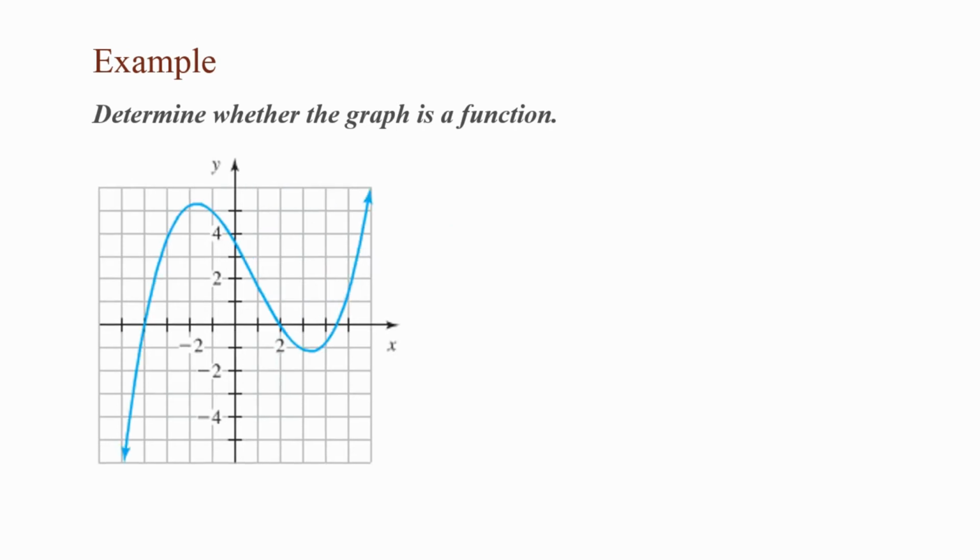In this example, determine whether the graph is a function. So for this graph, we want to draw our vertical lines through our graph in several places to see if at any point it crosses the vertical line 2 or more times. Using the vertical line test, we can see that each vertical line touches our graph in only one spot. Yes, this graph is a function.